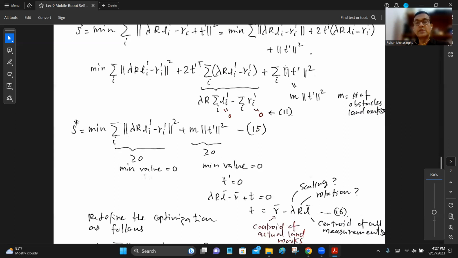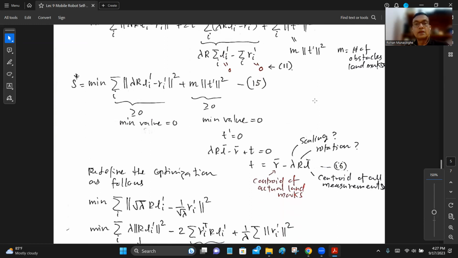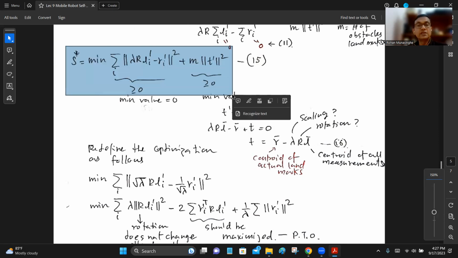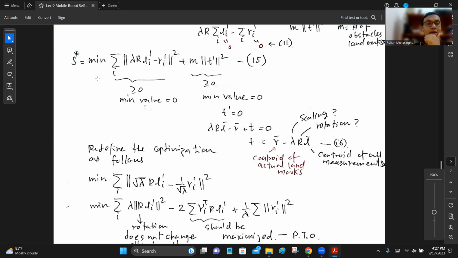If you look at the third term, the summation of t dash square, t dash is a constant. So the summation is the constant times the number of pairs here. If we take the obstacle and landmark pairs as capital M, it is M times t dash square. So now we have obtained equation 15. We need to minimize this summation over i of lambda r li dash minus ri dash, all things square, plus M times t dash square. Because these are squares, they are greater than or equal to 0. Then what is the minimum value? The minimum value is 0. If a function is always greater than or equal to 0 and you want to find the minimum value, it's 0.